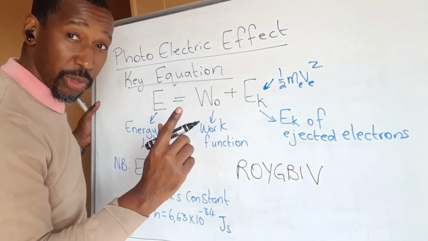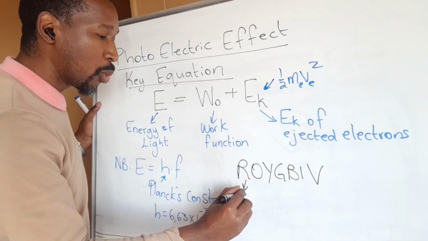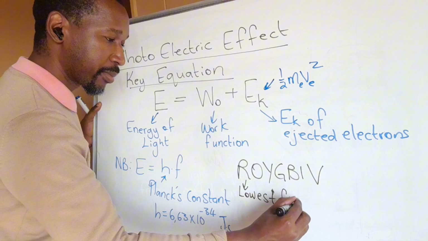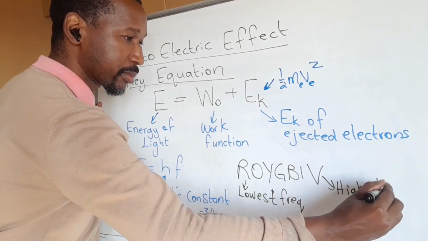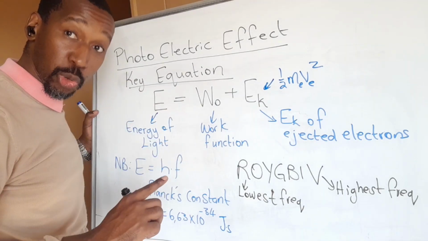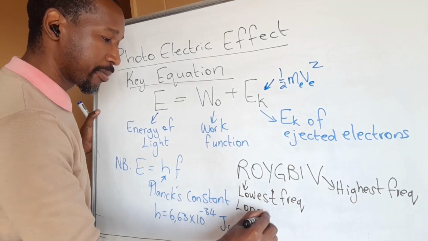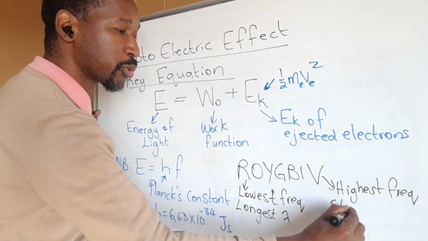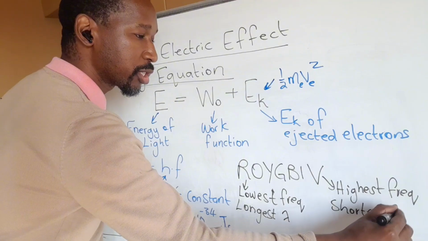Why do we want you to know this? Because we want you to know that red actually has the lowest frequency. Red has the lowest frequency. Violet has the highest frequency. But because frequency is inversely proportional to wavelength, red actually has the longest wavelength. Violet, on the other side, has the shortest wavelength, because your wavelength has to be short for you to have a high frequency. So shortest wavelength.